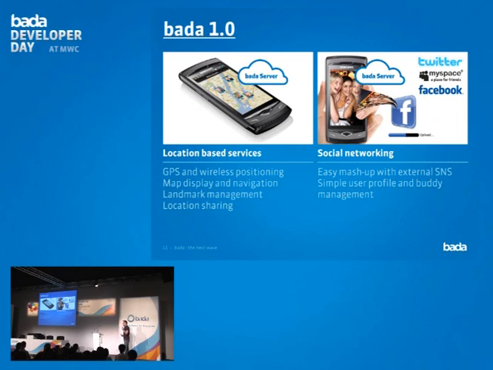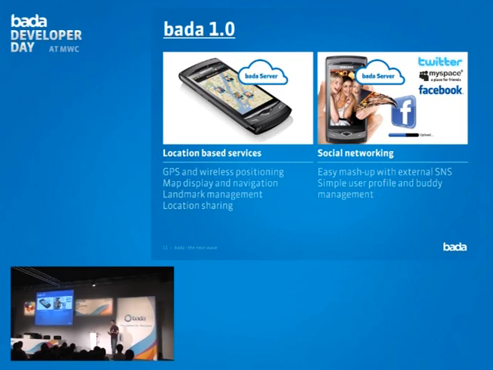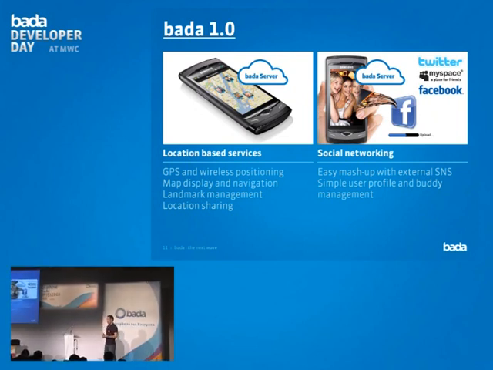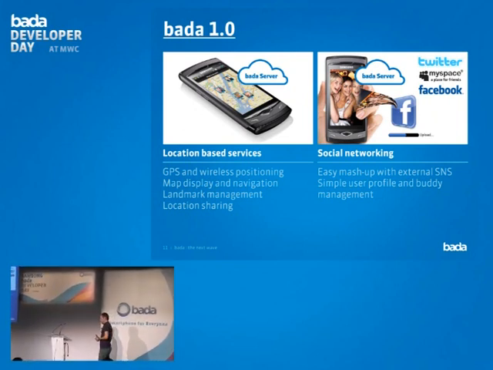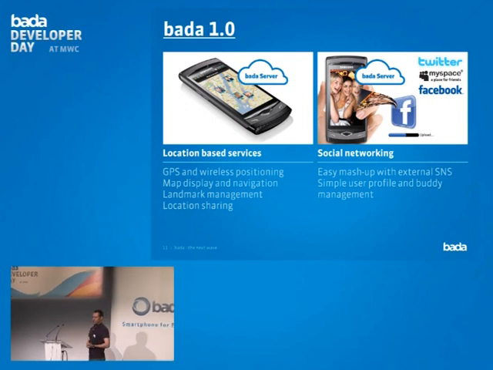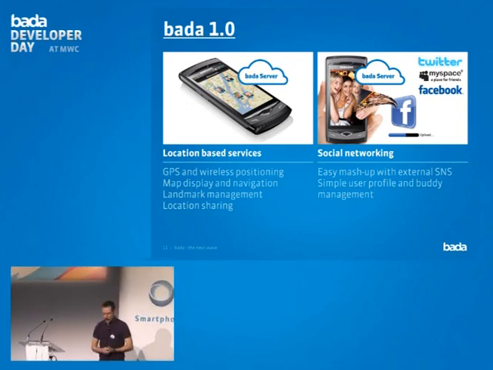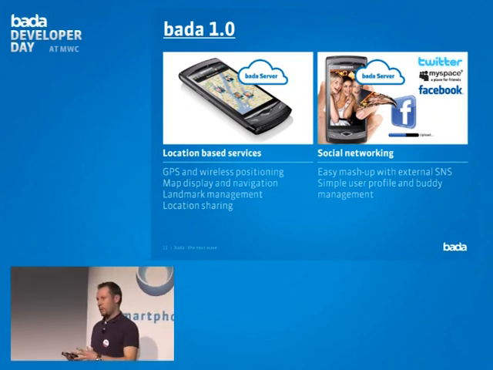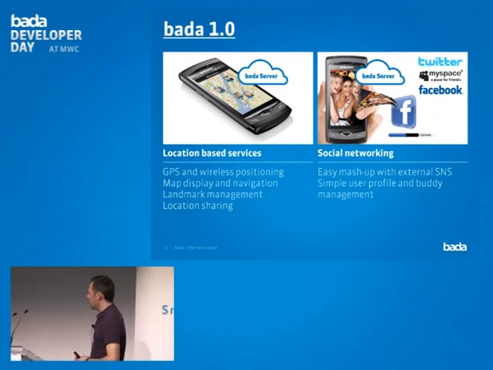The first one is location-based services. That means you can actually integrate maps into your applications. You can interact with those maps. You can download, create, publish points of interest or landmarks or geographic areas. We also provide services like geocoding and reverse geocoding. And you can, as I said, create landmarks and share them on the bada server, or you can also share your position if you would like to do that.